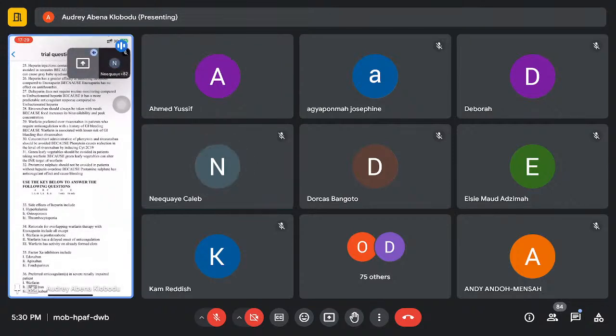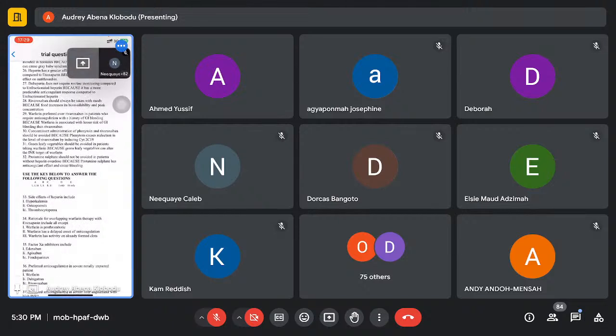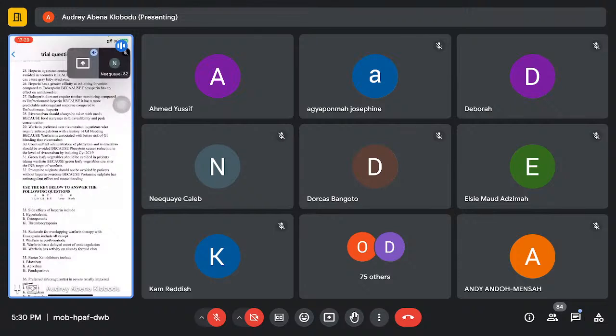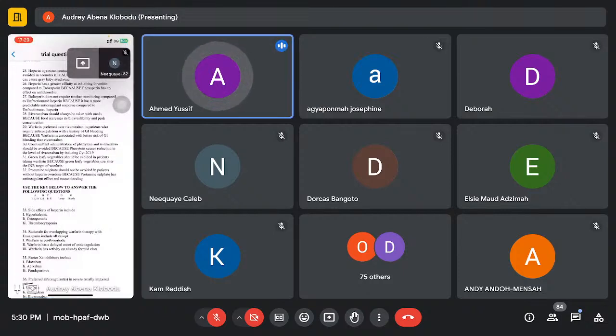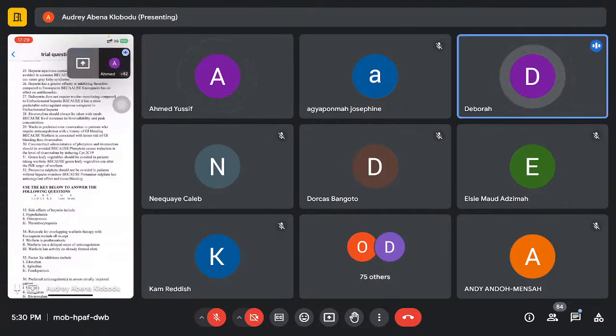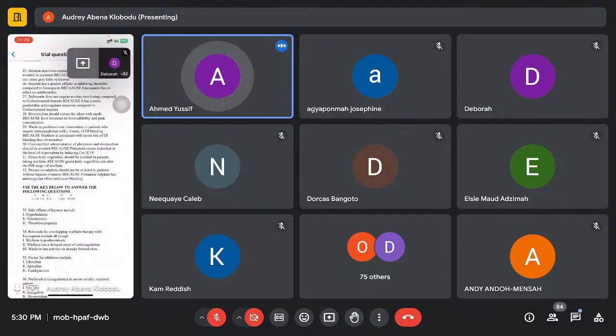Okay, so we're on question 30. Concomitant administration of phenytoin and rivaroxaban should be avoided because phenytoin causes reduction in the level of rivaroxaban by inducing cytochrome 2C19. Okay, so what are you going for? True, false. So the first statement is true, but the second statement is false.